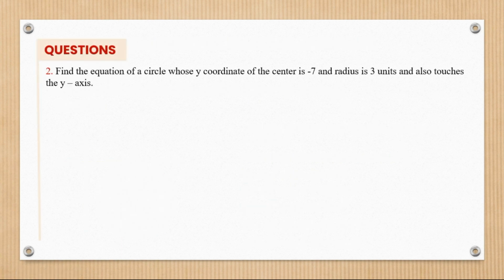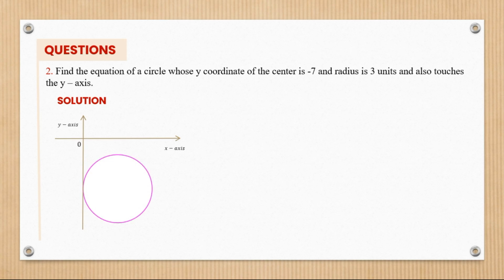Alright, so another question. Find the equation of a circle whose y-coordinate of the center is -7. Pay attention that the y-coordinate of the center is -7. The radius is 3 units and it also touches the y-axis. So this is a circle that touches the y-axis. Alright, so let's sketch it. We've seen that the y-coordinate of the center is -7. So that basically means that the circle shall be in the 4th quadrant.